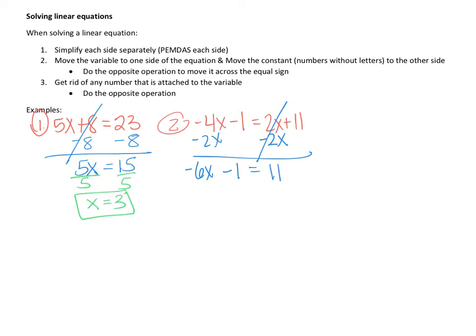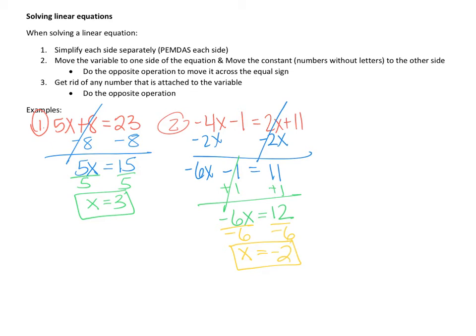Okay, so now that I've got my x's by themselves on the left-hand side, I need to get that constant, that negative 1, to the other side. So to get rid of that minus 1 or that negative 1, I'm going to add it to the other side. Okay, it would cancel, so I would have my negative 6x equals 12. All right, so we're almost done here. We say negative 6 is getting multiplied by x, so I would divide by that negative 6. Remember, I'm still trying to get that x by itself, so x is going to equal negative 2.